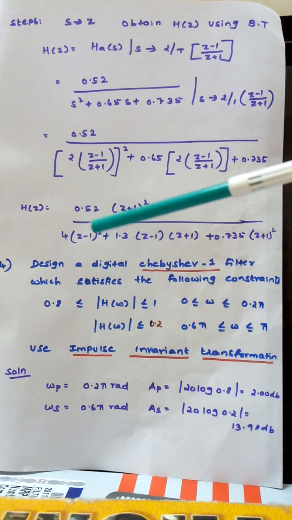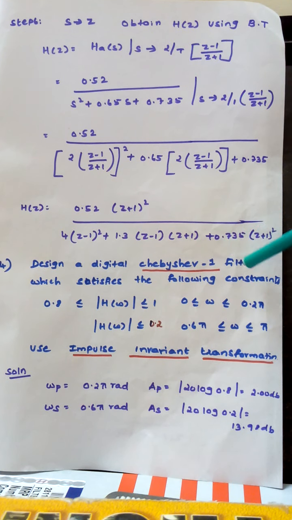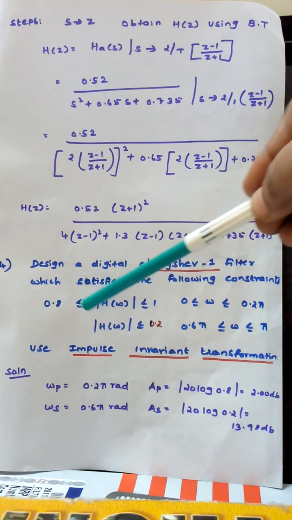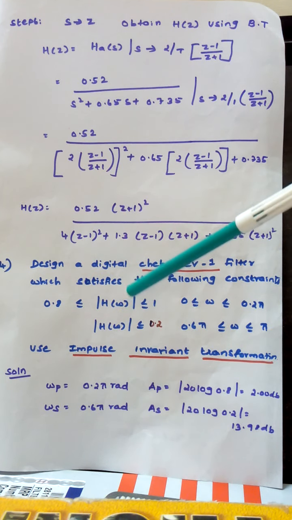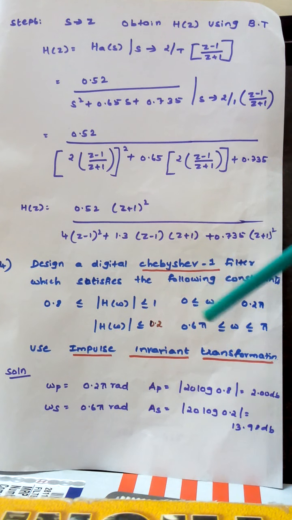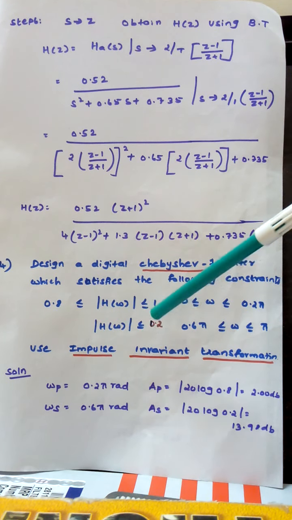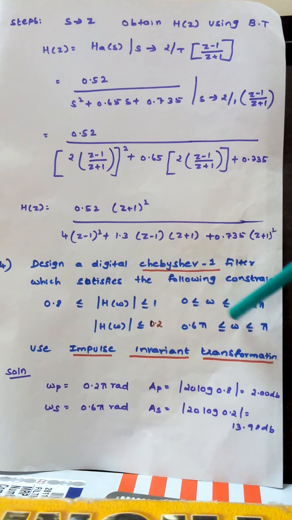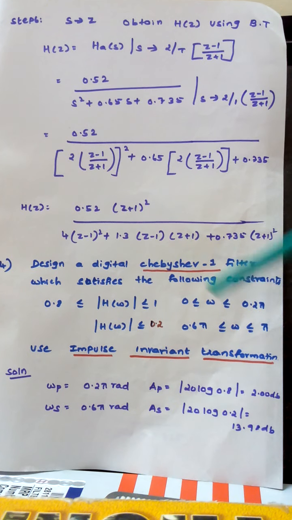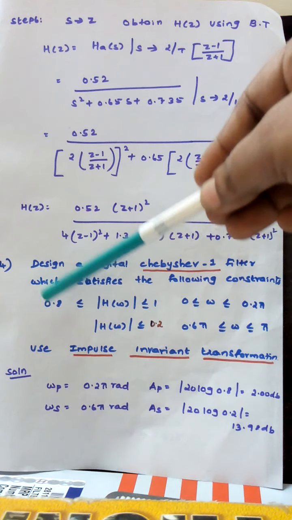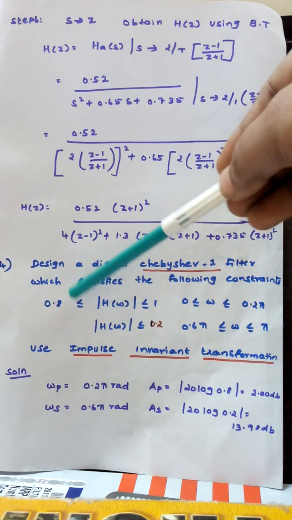So next problem: design a digital Chebyshev 1 filter which satisfies the following constraints: 0.8 ≤ |H(ω)| ≤ 1 for ω varying from 0 to 0.2π, and |H(ω)| ≤ 0.2 for ω varying from 0.6π to π. The values are not given in decibels, so we have to convert them into decibels.